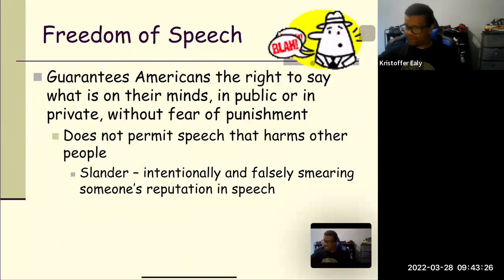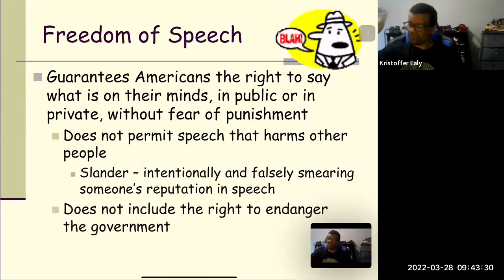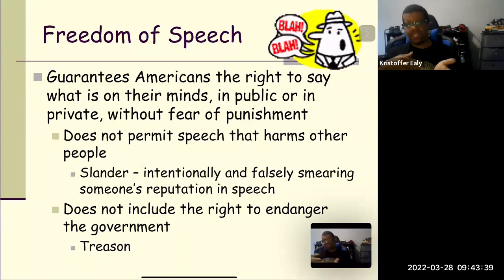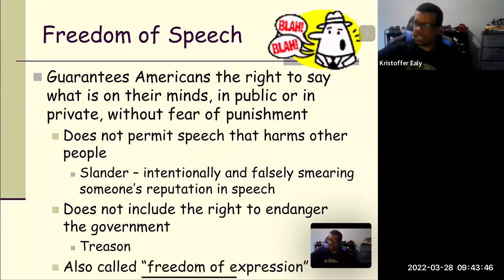So this is what slander is: the intentionally and falsely smearing someone's reputation in speech. It does not include the right to endanger the government. So no treasonous behavior. This kind of goes without saying. It'll come up later in the semester, so we'll table this for a while.